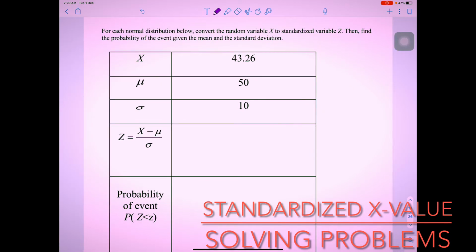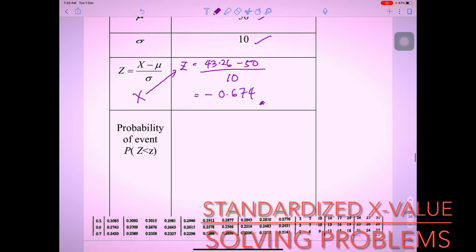It is given x equals 43.26, and the mean mu is given, as well as the standard deviation. So we apply the formula given. From the x random variable, we want to convert to the z value. Z equals 43.26 minus 50 over 10. So the value is negative 0.674 if you use your calculator.